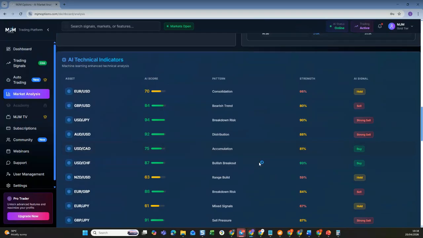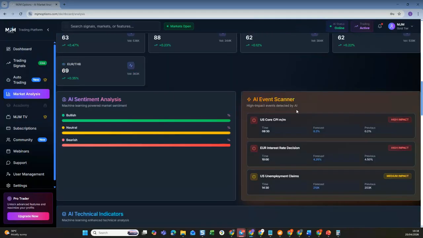The next thing we have here is the AI event scanner. This talks about the ability of the AI to study the news, especially high impact news that would affect the strength and weakness of a particular currency and how that would eventually affect the direction a pair or an asset will go. So AI studies all that and uses it to give you an informed signal.